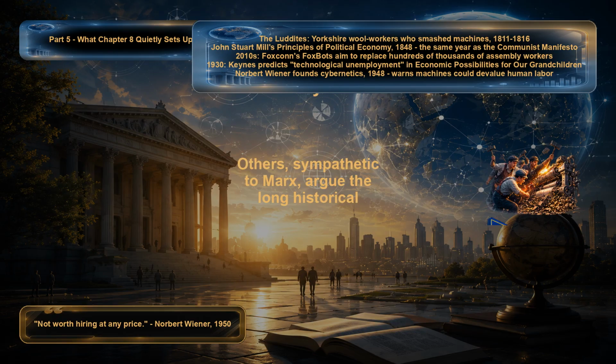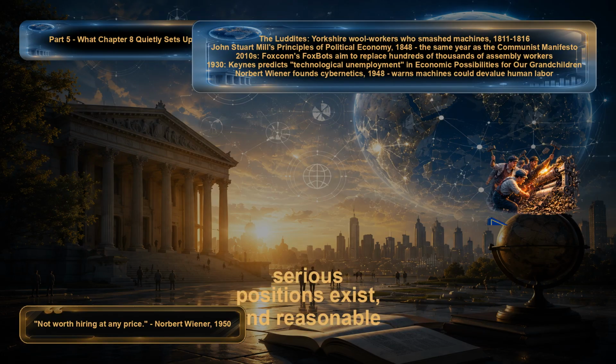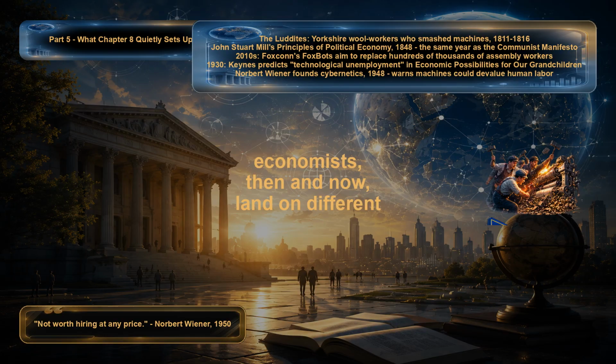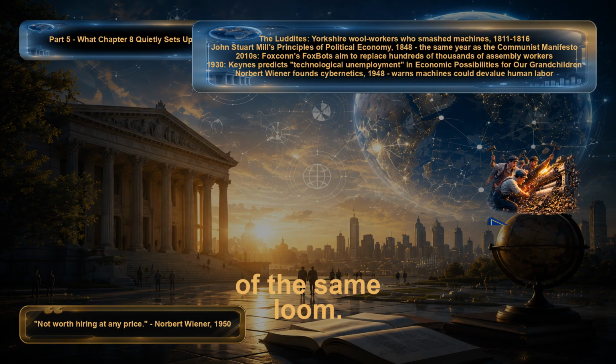argue the long historical record of profit rates does show exactly the kind of pressure this chapter predicts. Both serious positions exist, and reasonable economists, then and now, land on different sides of it, much as the Lyon silk merchants and the Connaughts themselves once did, from opposite ends of the same loom.